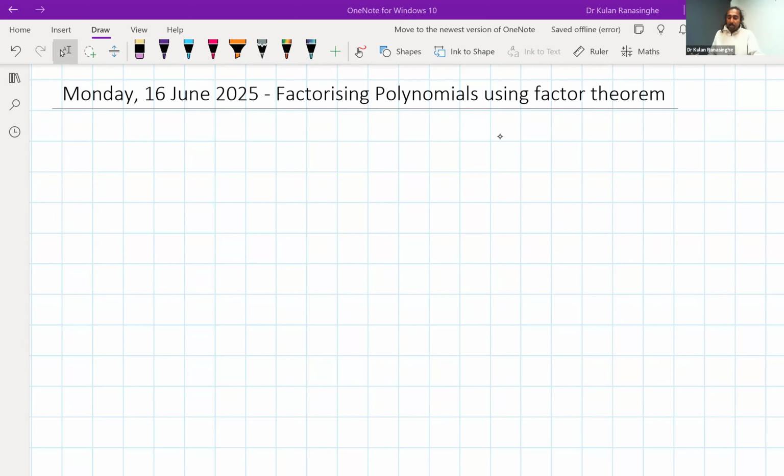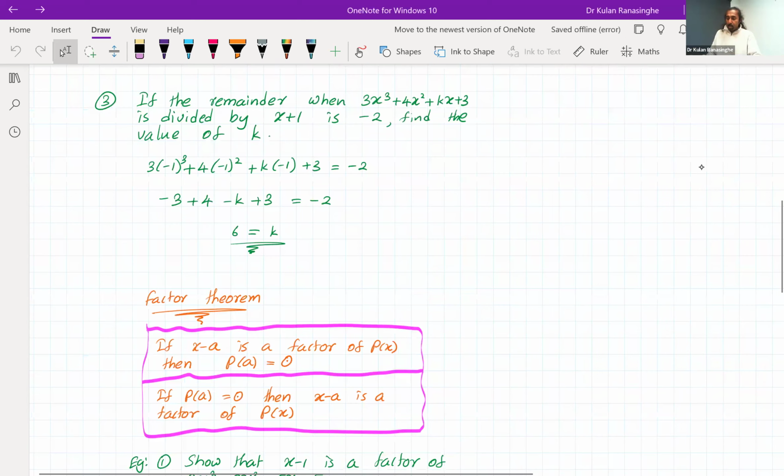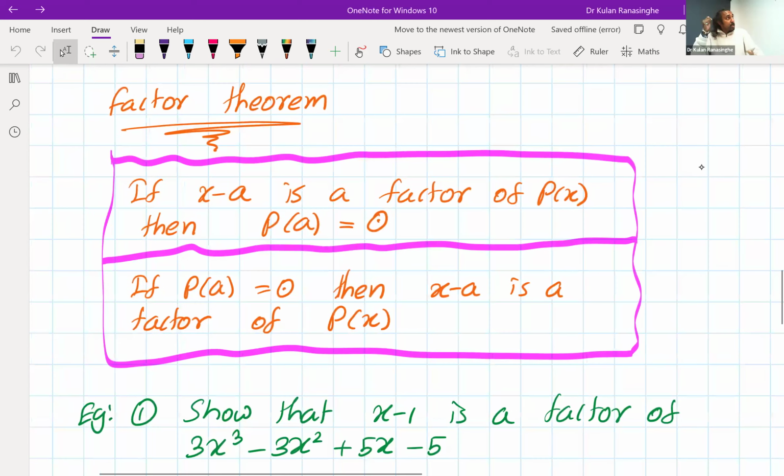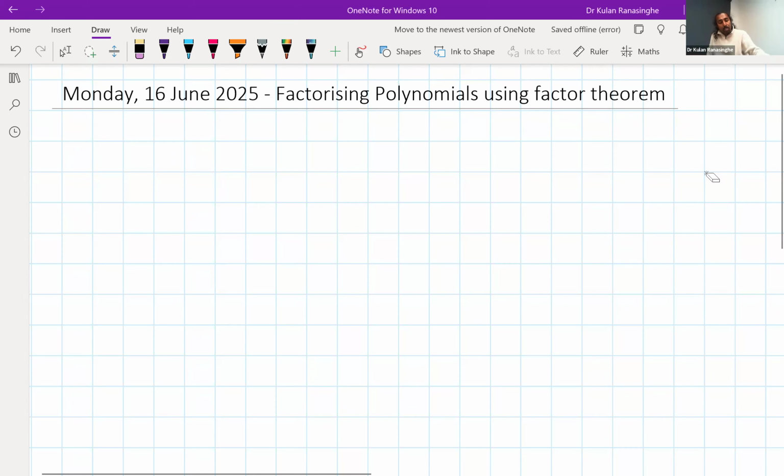We know that the factor theorem says if P(a) is 0, then x minus a is a factor. So all we've got to do is find a value that gives me a 0 for the given polynomial so that we can find a factor.